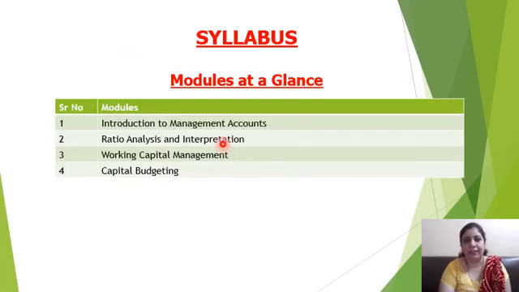So let's start. This is the syllabus of the third semester examination, and the subject is management accounting. These are the four topics which we have covered for the third semester examination. The first topic is the basic introduction to management accounting, and the second topic is ratio analysis and interpretation. The third topic is working capital management, and the fourth topic is capital budgeting.